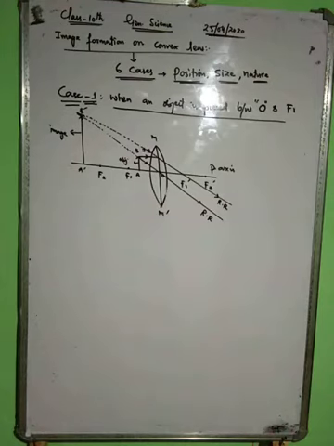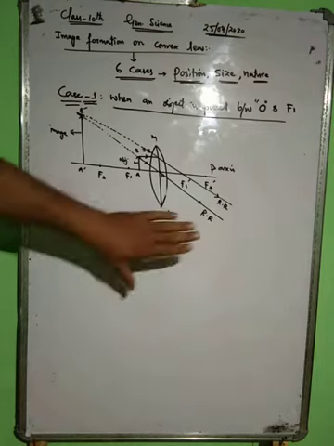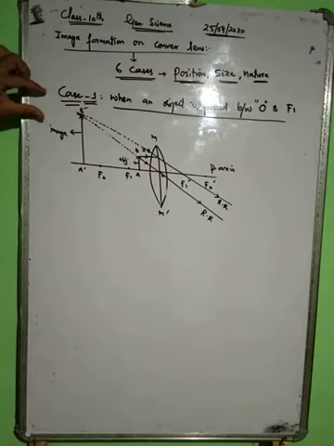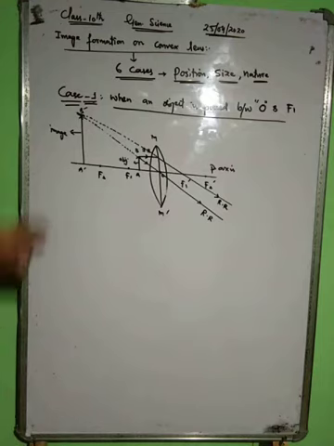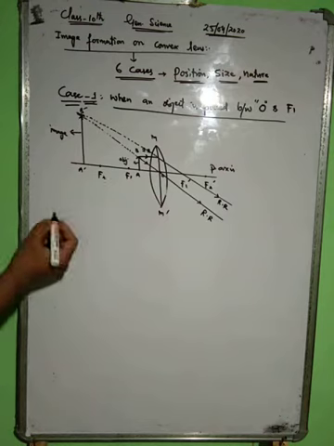In this particular case, the rays of light after refraction do not intersect in real sense, but they appear to intersect. Once they appear to intersect, the image formed here is virtual. It is erect above the principal axis. Its size is bigger than the object size, it is magnified. And where is it formed? Beyond F2.